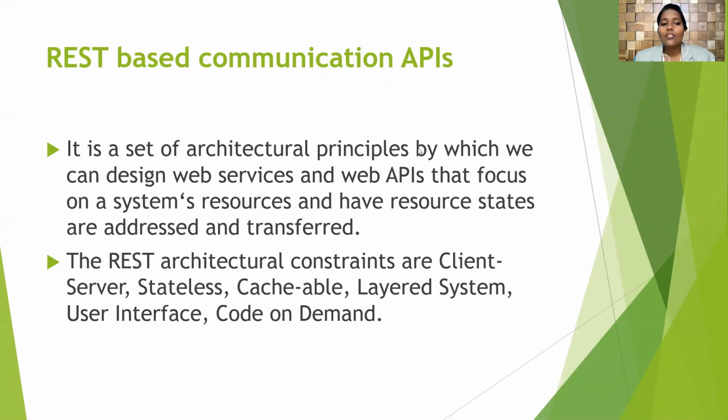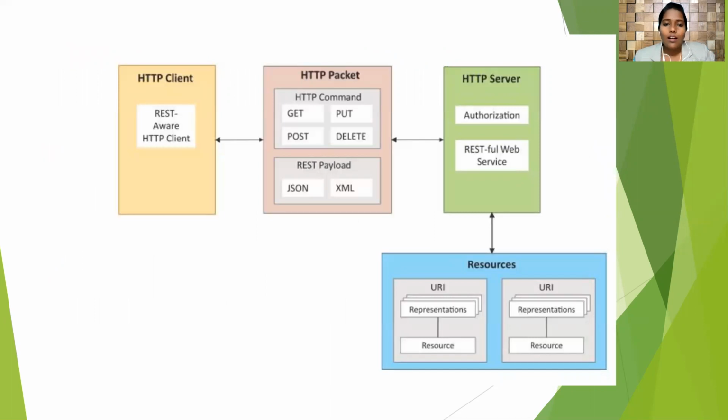The REST architectural constraints apply to the components, connectors, and data elements within a distributed hypermedia system. The REST architectural constraints are client server, stateless, cacheable, layered system, user interface, and code on demand. These are all REST architectural constraints. So this is about the architecture of REST-based communication.